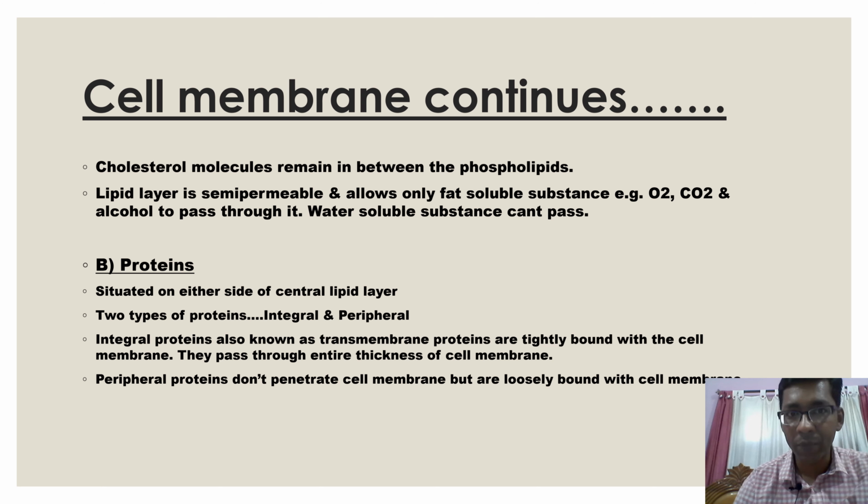Coming to the protein part of the cell membrane, it is situated on either side of the central lipid layer. There are two types of protein, integral protein and peripheral protein. So integral proteins are also known as transmembrane proteins. Why is it called transmembrane? If this is a cell and this is a cell membrane, transmembrane proteins remain throughout the cell membrane, and they are tightly bound with the cell membrane. They pass through the entire thickness of the cell membrane, which I have already drawn in the figure. Peripheral proteins don't penetrate the cell membrane but are loosely bound with it.